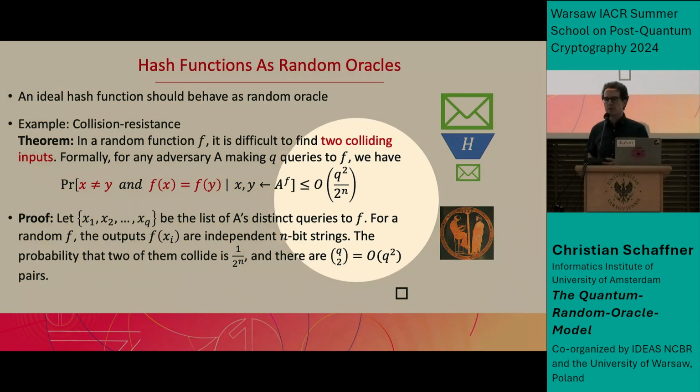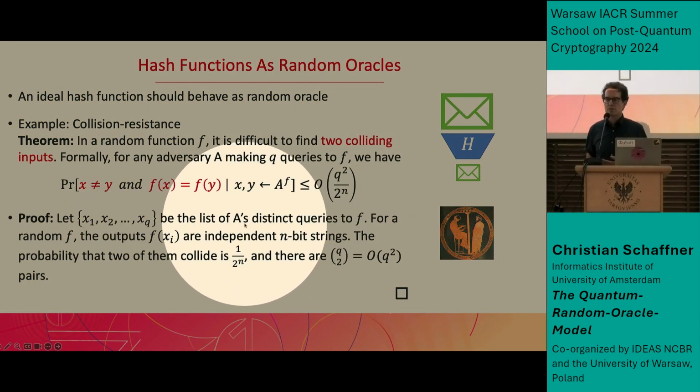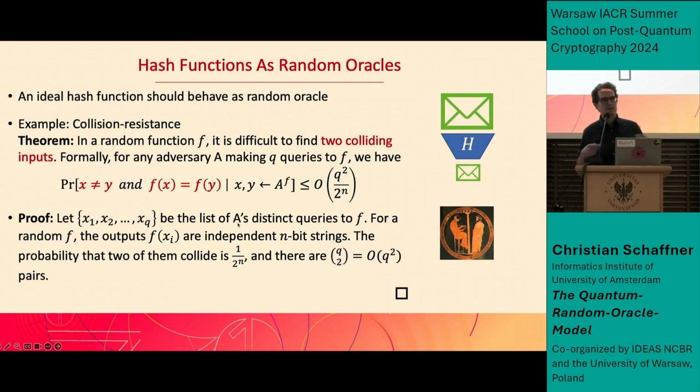So let x1 to xq be the list of A's queries. Without loss of generality, we can assume that A makes different queries, because whenever A queries the same thing again, it will get the same answer, so it's useless to do that. So let's just write down the list of all these possible queries, x1 to xq. And then, if you have a random f, as we just saw, the outputs f of xi are independent n-bit strings, because for every different input, you get different, independent outputs. And the probability that two of these n-bit strings collide is 1 over 2 to the n. You fix one, and you want to match all the bits of that string, so the probability of that happening is 1 over 2 to the n.